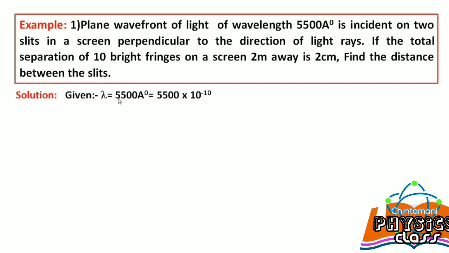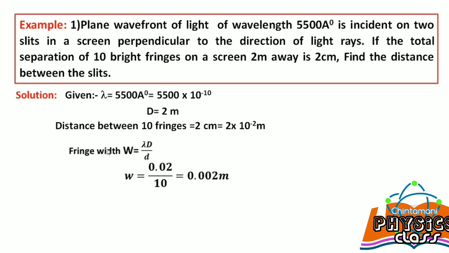Lambda is given. This gets converted into meter: 5500 into 10 raised to minus 10 meter. Also capital D is the distance between slit and screen. Capital D is equal to 2 meter. And the distance between the 10 fringes is equal to 2 centimeter. This gets converted into meter: 2 into 10 raised to minus 2 meter. And the fringe width is to be found. This is the basic formula: W is equal to lambda D divided by small d. The W is equal to 0.02 divided by 10, that means 0.002 meter.